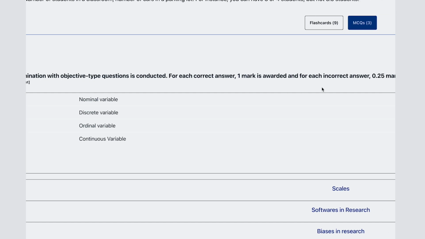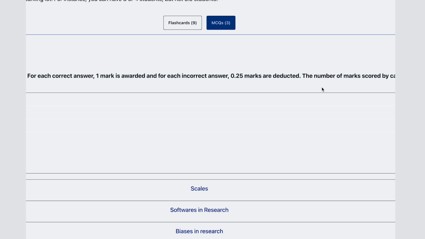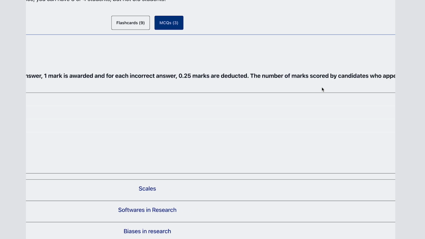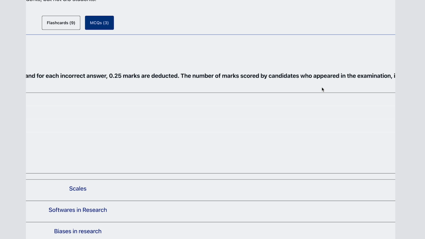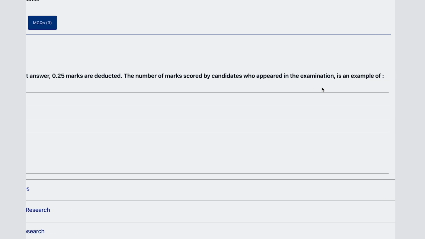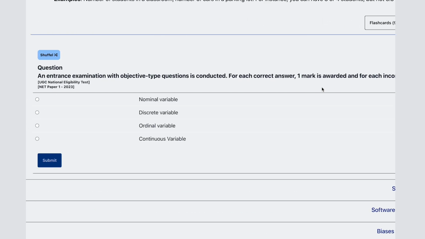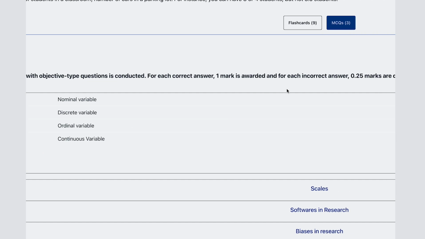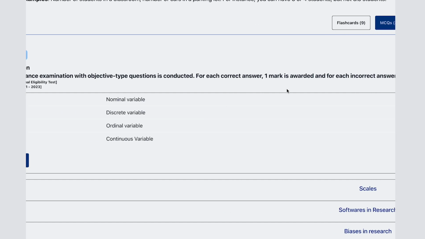An entrance examination with objective type questions is conducted. For each correct answer 1 mark is awarded and for each incorrect answer 0.25 marks are deducted. The number of marks scored by a candidate who appeared in the examination is an example of. Nominal, no, because it contains actual values, marks. Even ordinal, no, because it's more than just ranks. So it can either be a discrete variable or a continuous variable. I feel it's continuous because fractions will be there, but also the fact that it's whole numbers, it's marks.